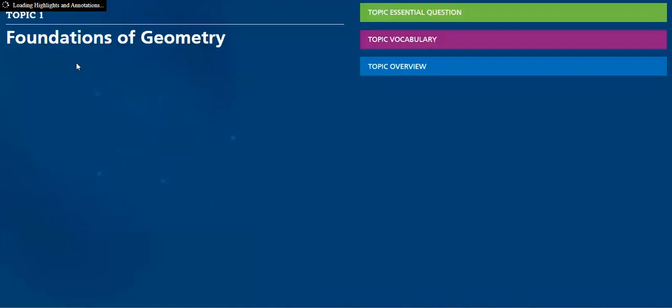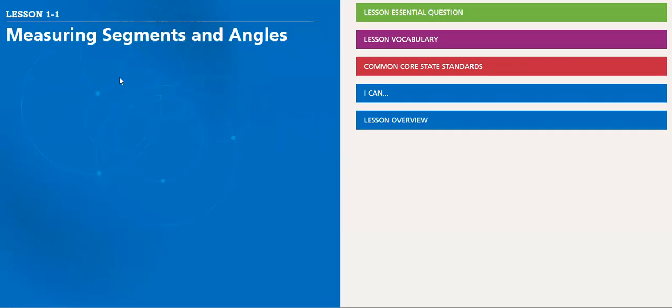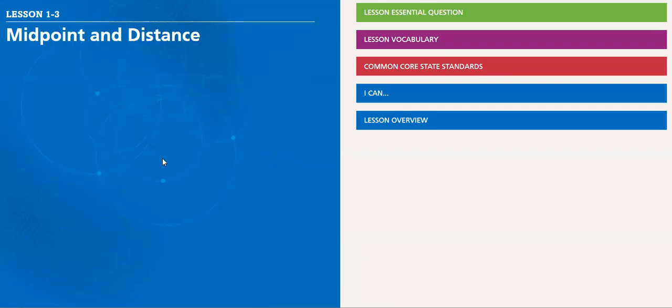Today we will discuss the topics that we will be studying in our first topic in our book, Envision Geometry. So we start topic number one, Foundation of Geometry. The lessons that we will study are lesson one, measuring segments and angles. And then lesson two, basic constructions. And then lesson three, which is about midpoint and distance.